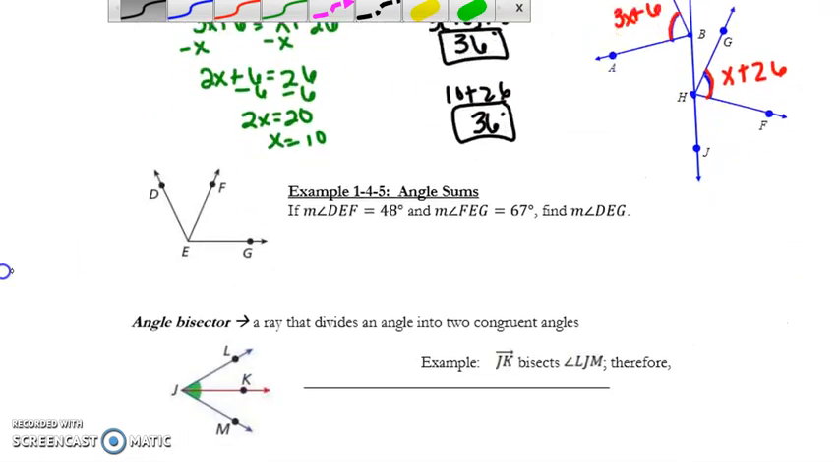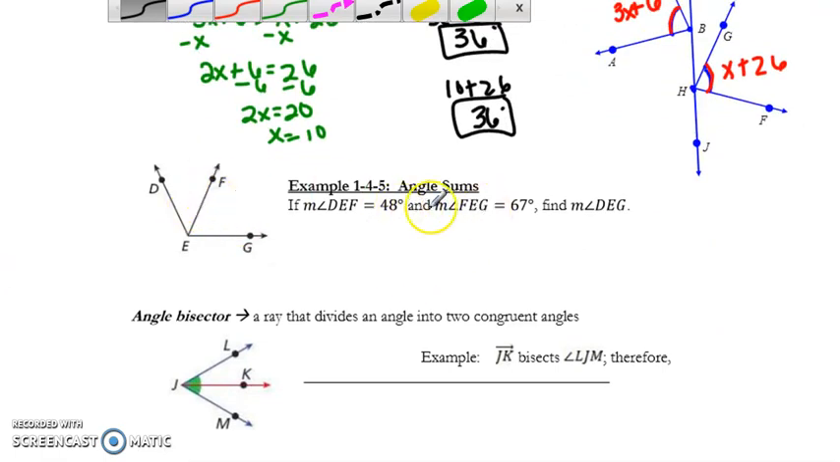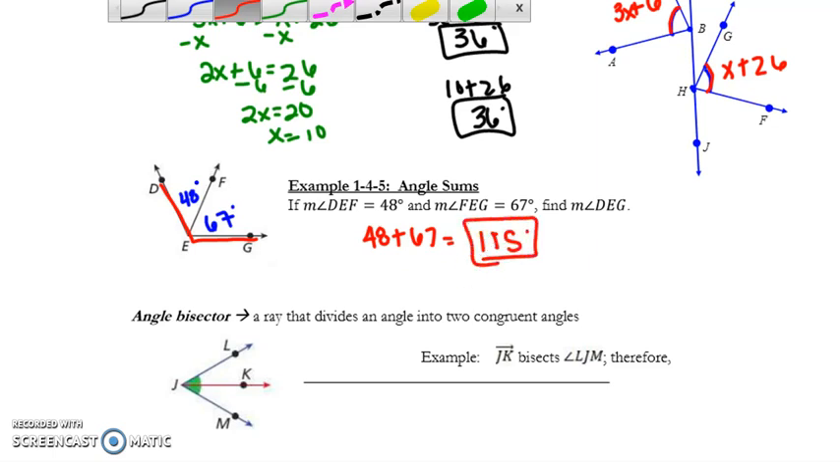So in this next example, we want to label what they give us here, and then we're going to find angle DEG. So first, DEF, this angle is 48 degrees. FEG, right here, is 67 degrees. We want to find DEG. Well, that's the total. So that's going to be 48 plus 67, which is going to give us 115 degrees for our angle DEG.